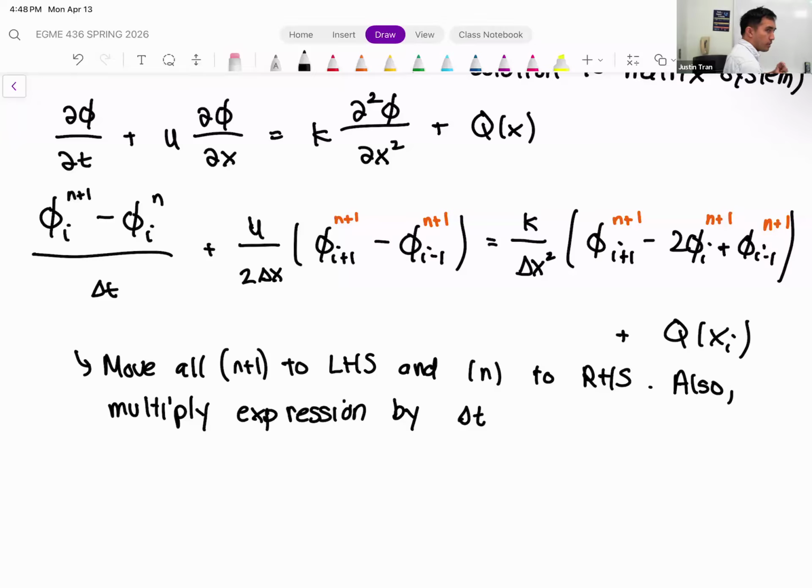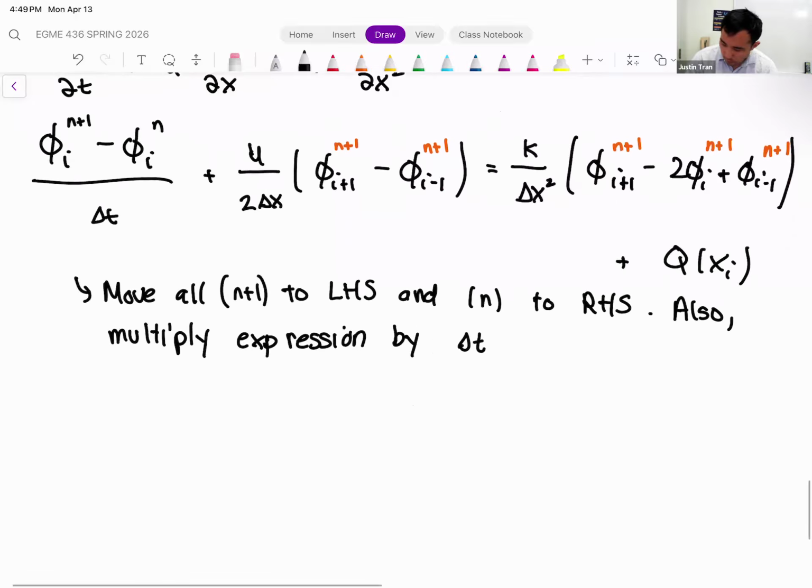Just to clear the denominator for that. Okay, so this is a lot of algebra, so I'll leave a lot of the details to you, but we'll end up with the following result. We're going to do as we have here, but also group together like terms, so we have just coefficients for phi i plus 1, phi i minus 1, and phi i. All right, so we do that, we get the following.